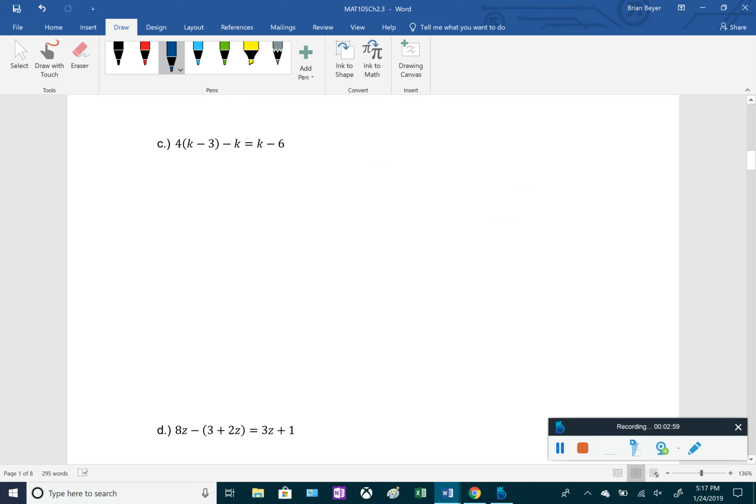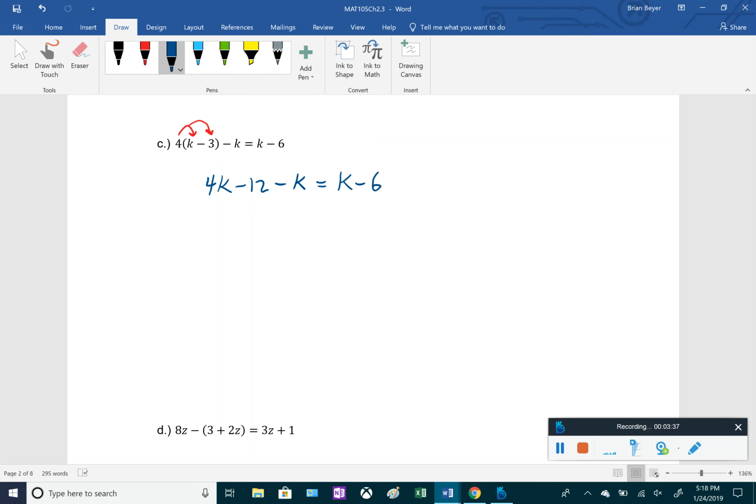For C, we have 4 times k minus 3, minus k, equals k minus 6. So first, we have to simplify both sides of the equation separately, so we're working with them independently. So it's going to be distributing. We have to distribute that 4 to both terms. So that's going to be 4 times k minus 4 times 3, which is 12, minus k equals k minus 6.